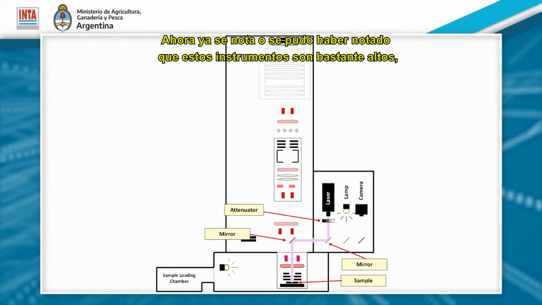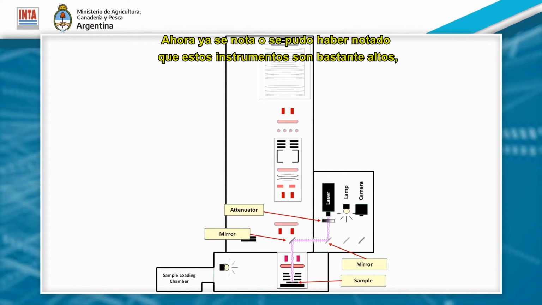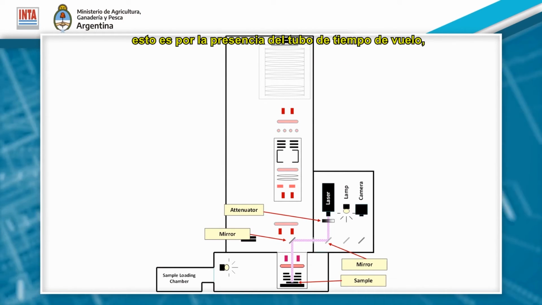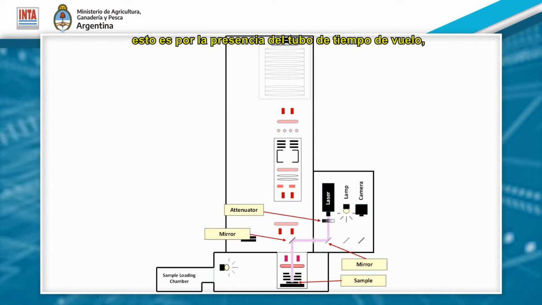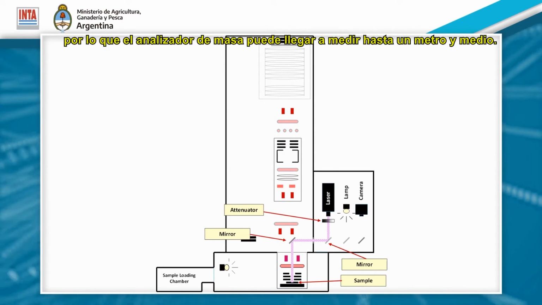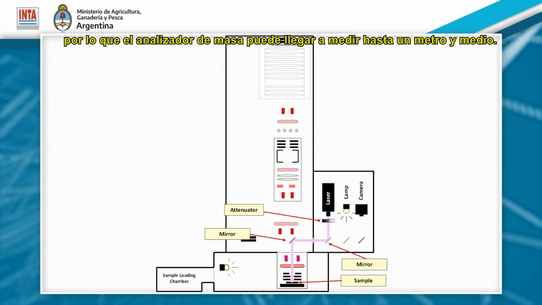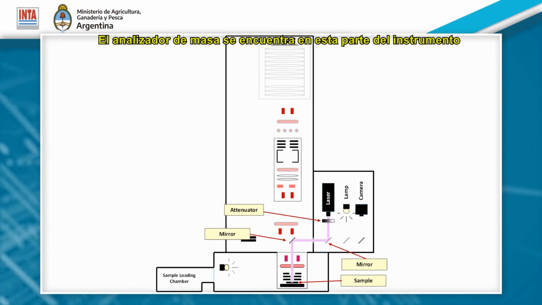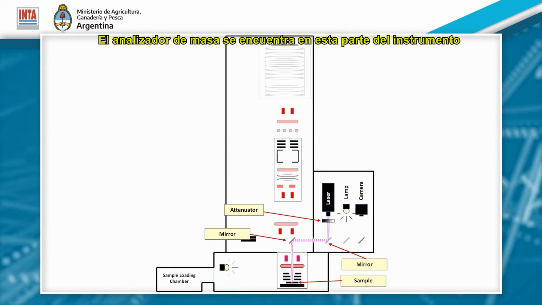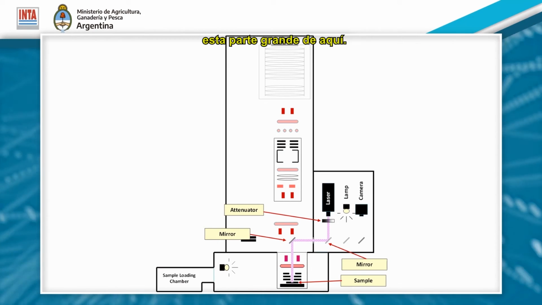Now, you might have already seen that these instruments are quite high. This is because of the presence of the time of flight tube, so the mass analyzer, which can be up to 1.5 meters. And the mass analyzer is in this part of the instrument, so this large part here.